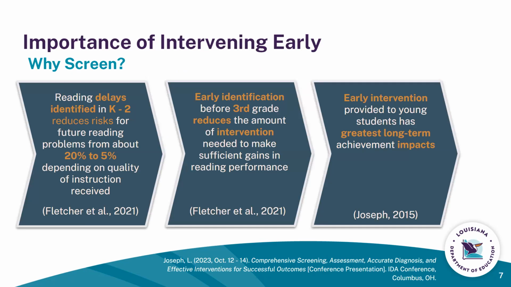So, the importance of early intervention, or intervening early. Why should we do this early? Well, reading delays identified prior to K-2 reduce the risk of future reading problems for students with disabilities, or just students in general. Early identification before grade 3 can reduce the amount of intervention needed to make sufficient gains. Lastly, early interventions can possibly impact long-term achievements. So we want to make sure we're identifying as early as possible.